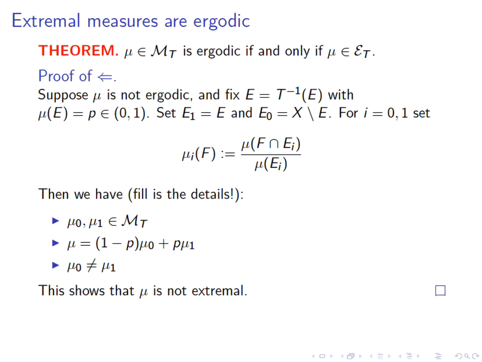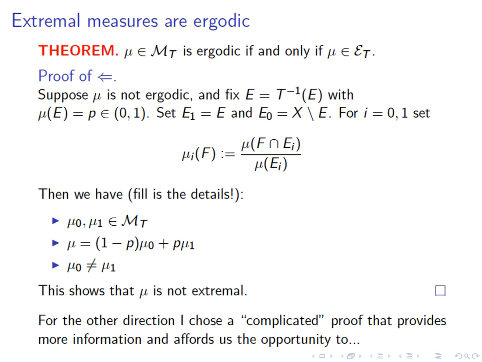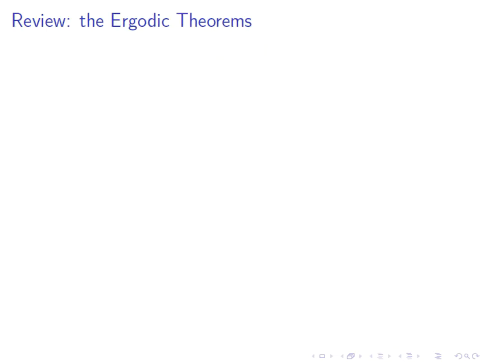The other direction is not super hard, and actually there is a pretty short proof if you want to apply the Radon-Nikodym theorem, and that's fine. Only I wanted to choose a proof that is perhaps very slightly longer, but it does have some advantages. It does give us more information, and in particular, it forces us to use the ergodic theorems. So let's review what the ergodic theorems were.